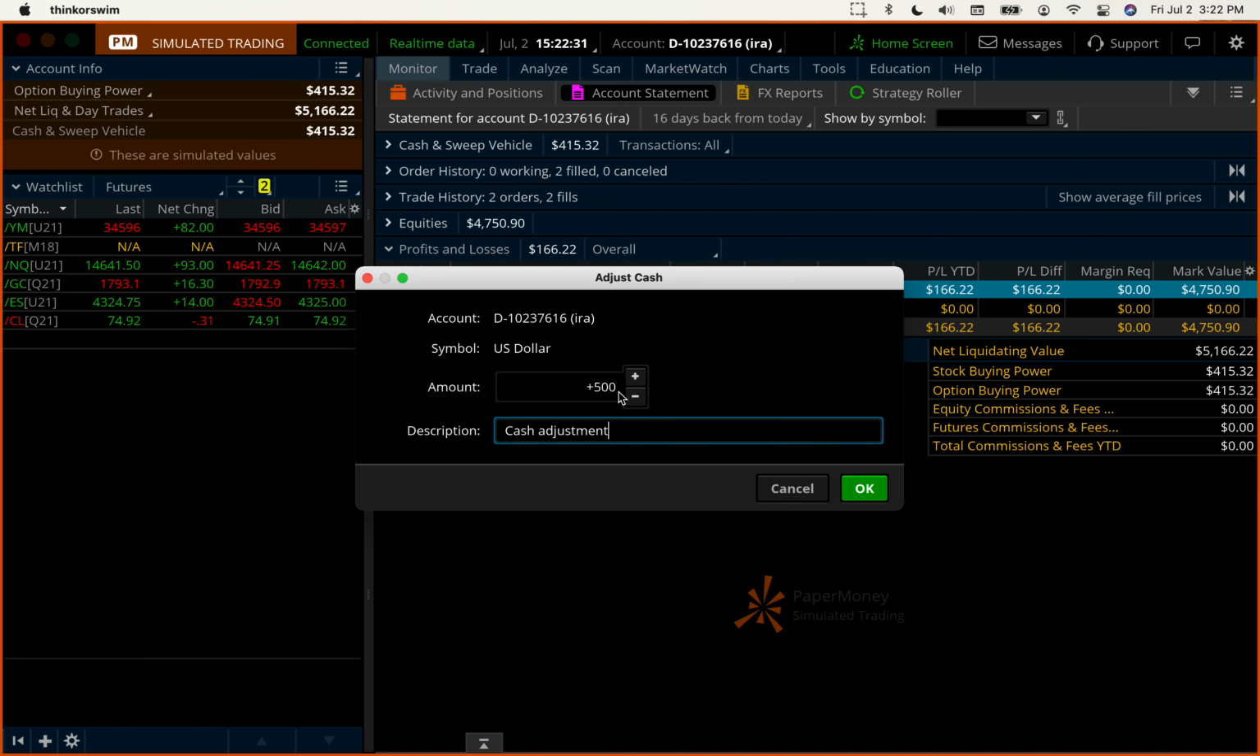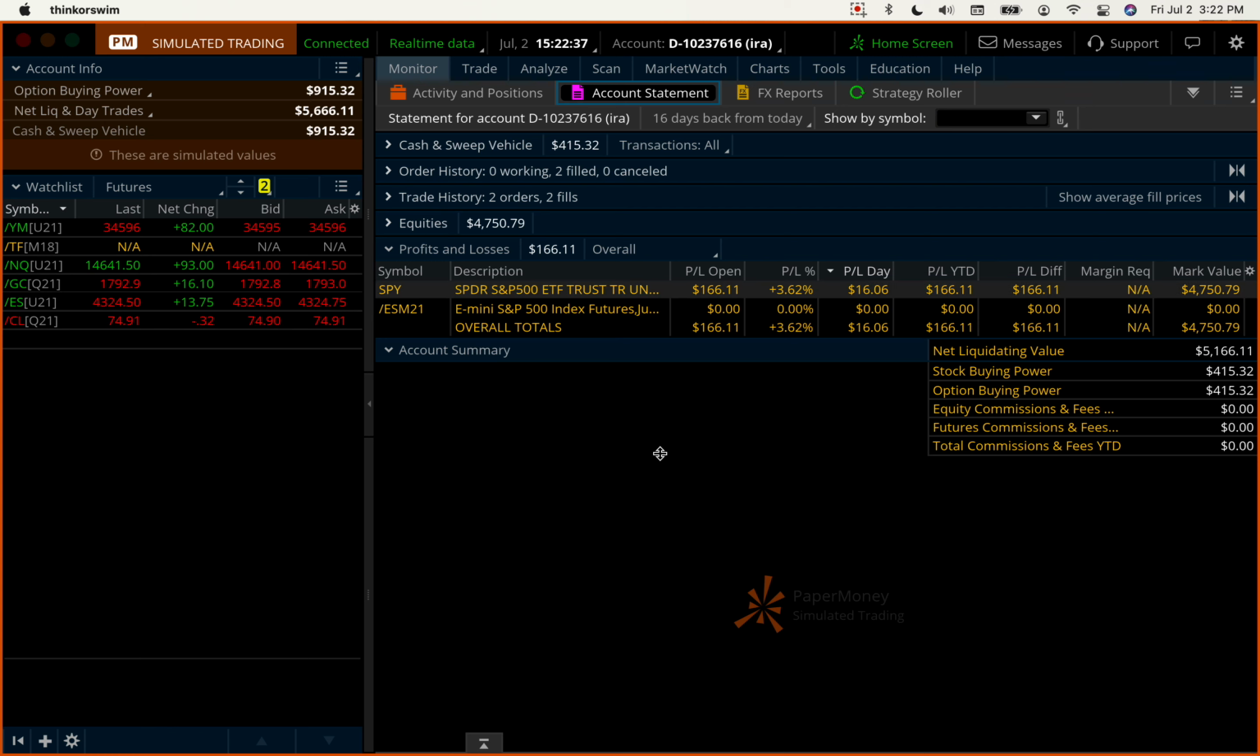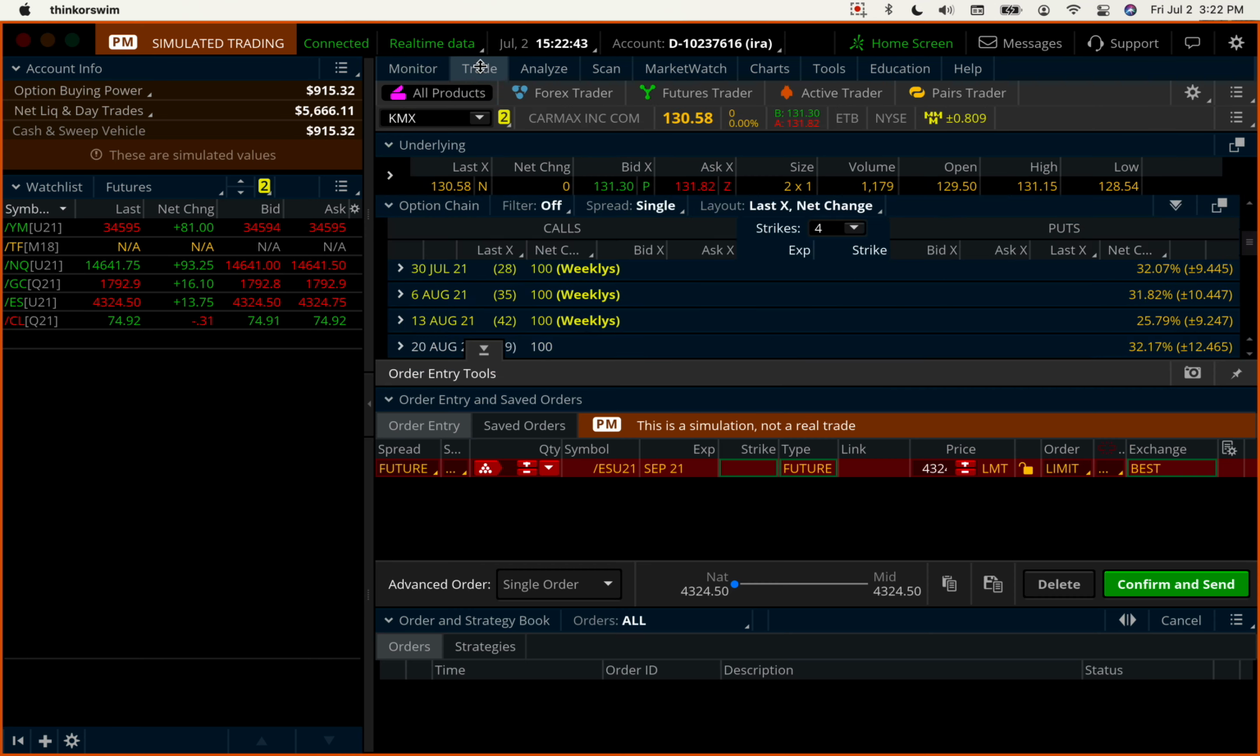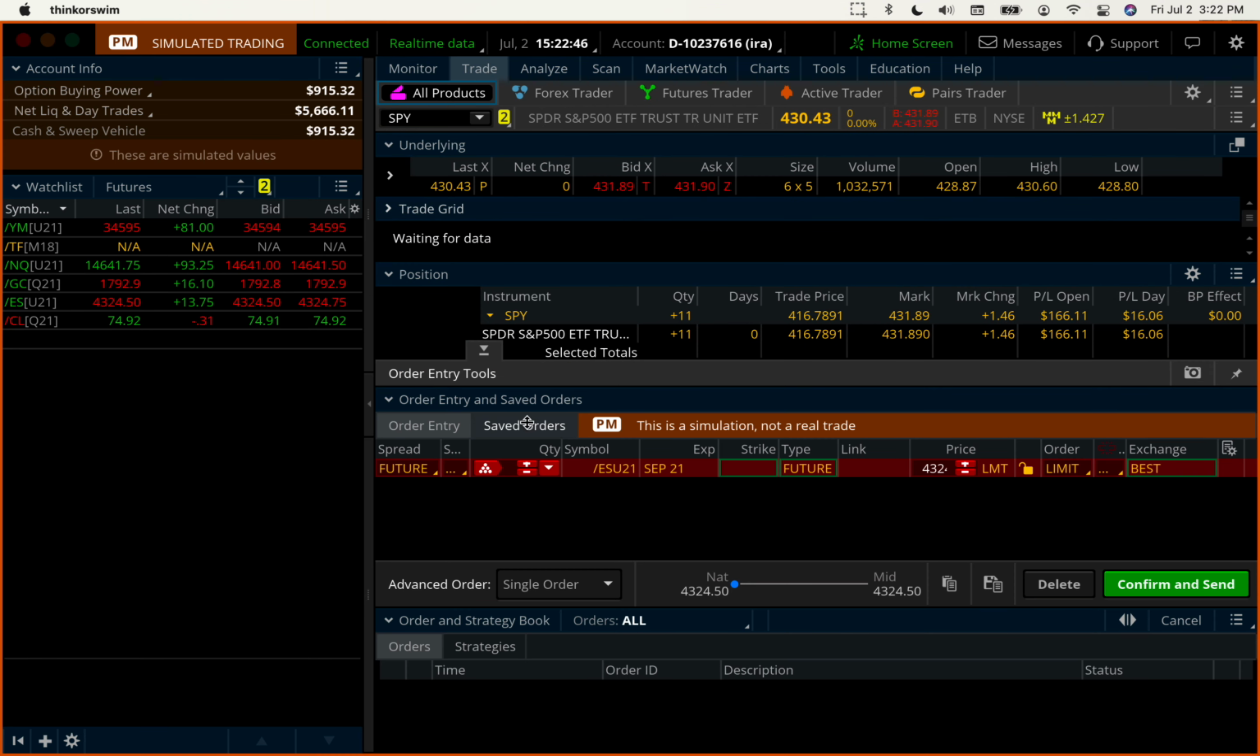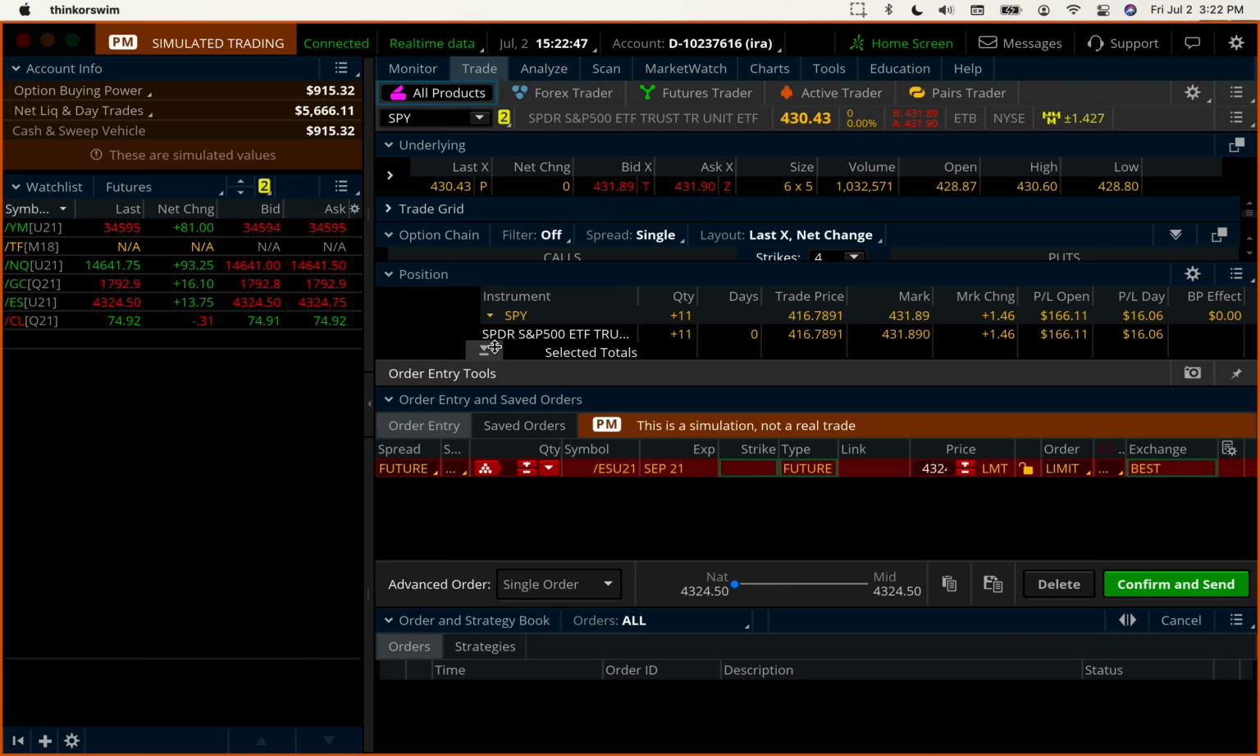So we are adjusting our cash position by $500. That will give us $900 some. So let's say okay, and then $915. Now we can buy one share. So let's go to the trade tab, and this is shortly before the market opens. So we can place our position.